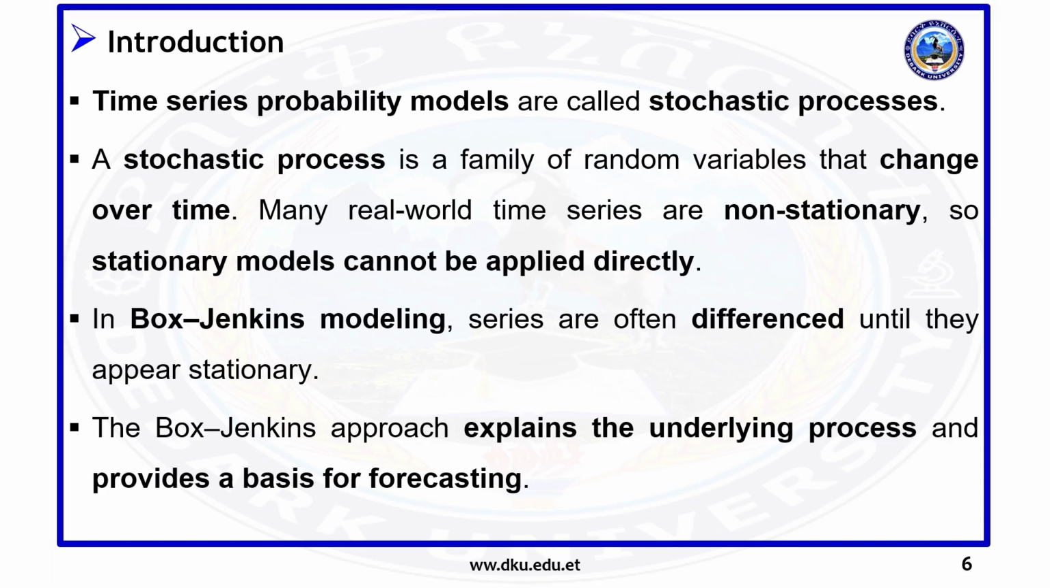we often use differencing, calculating the changes from one observation to the next, to make the series stationary. Stationary means statistical properties like mean and variance remain constant over time. Once the series is stationary, the Box-Jenkins approach allows us to understand the underlying process and forecast future values more accurately, which is why it is so useful for real-world data analysis.